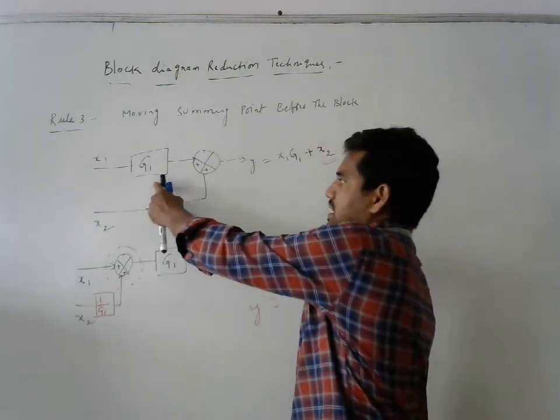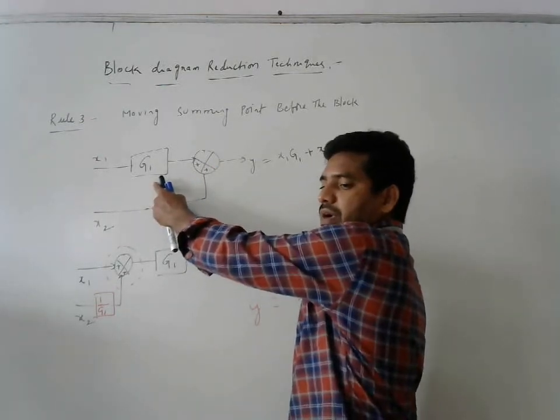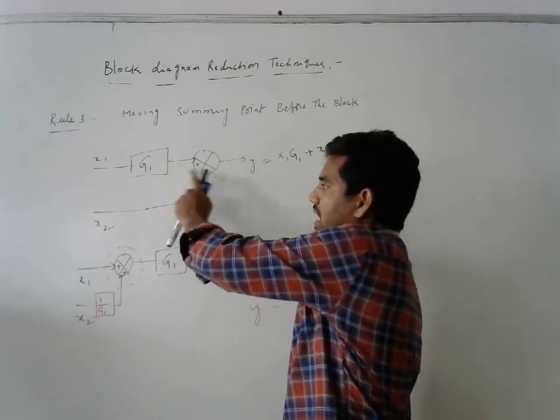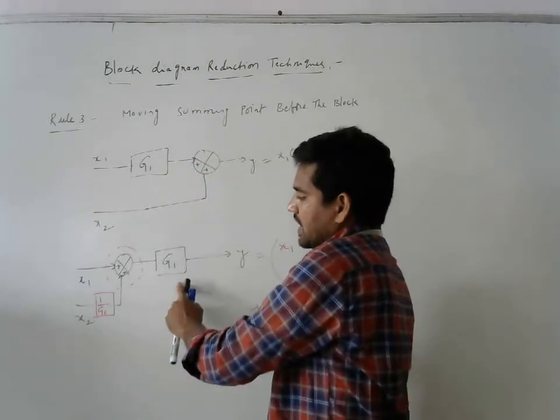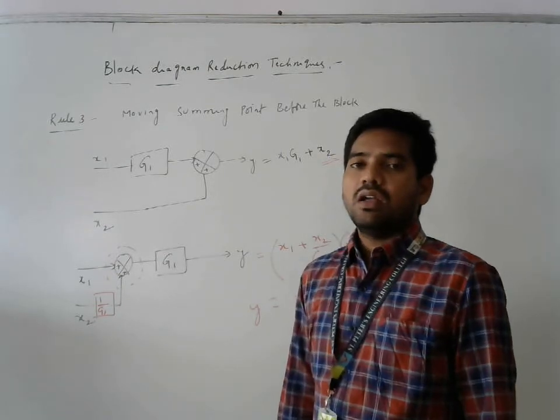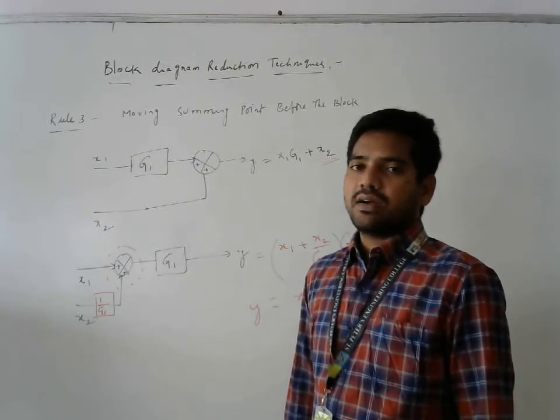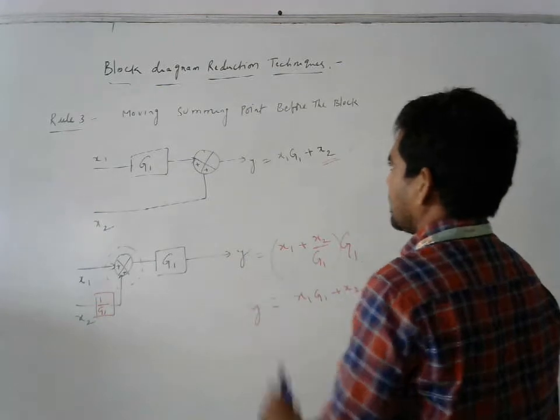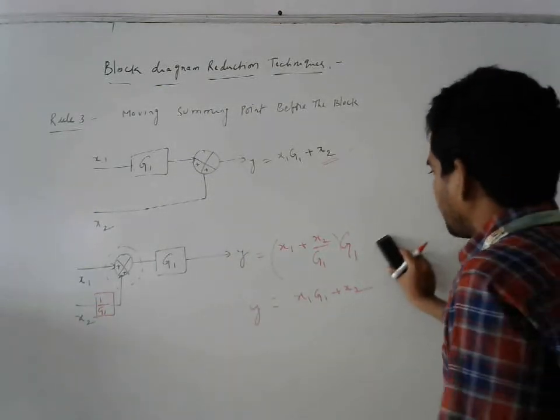Here I take the summing point before the block without changing the output of the block diagram. This is rule 3. Now rule number 4.